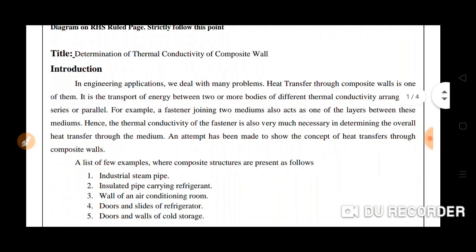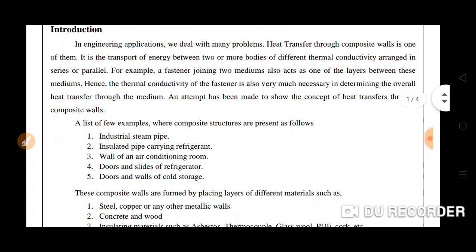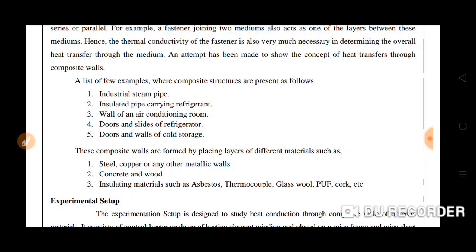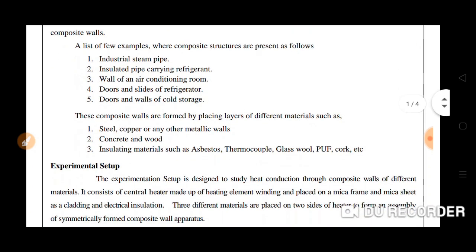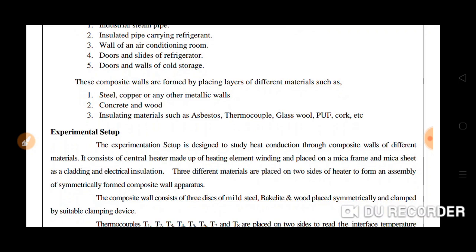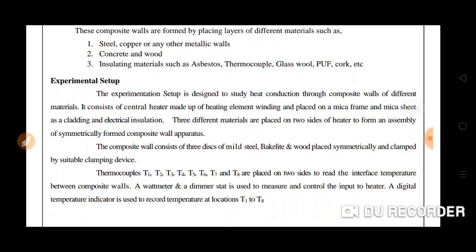It is transport of energy between two or more bodies of different thermal conductivity arranged in series or in parallel. For example, fastening joining two media also acts as one of the layers between these media. Similarly, in various application areas, industrial steam pipe, the insulated pipe carrying refrigerant, wall of an air conditioning room, doors and sides of refrigerator, doors and walls of cold storage, there also you can see composite walls. Composite walls are formed by placing layers of different materials, such as steel, copper and other metallic walls, then concrete, then wood, then insulating materials such as asbestos, thermocol, glass wool, PUF, cork, all these.